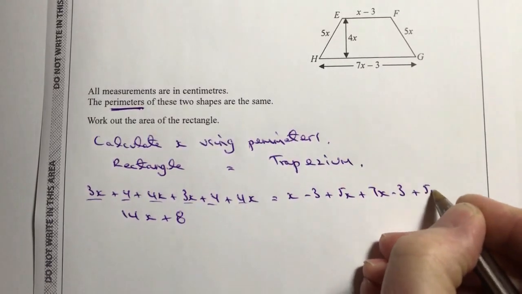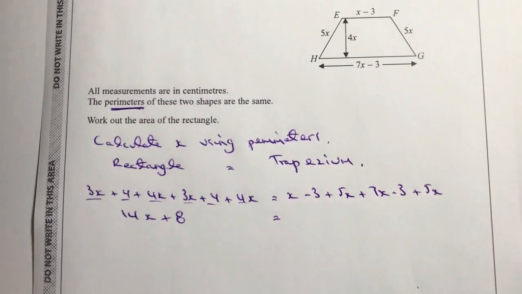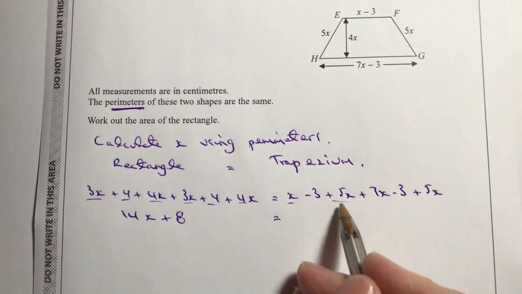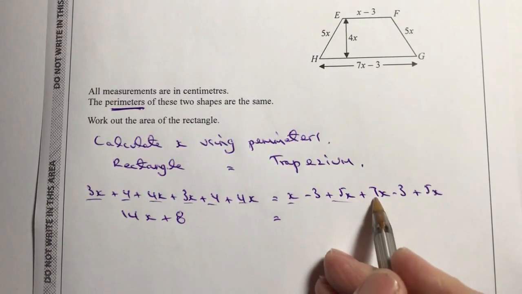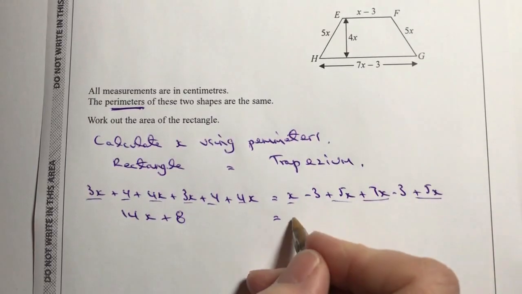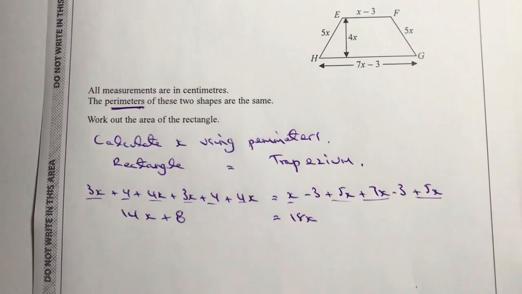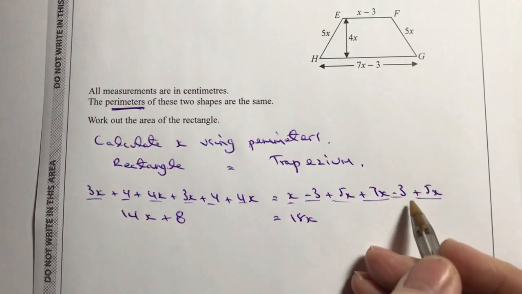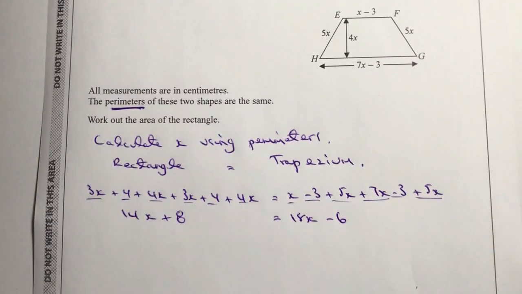plus 5x again. Okay, so then I need to just simplify it, make it look a little bit easier to work with. I've got my x's: x plus 5x, that's 6x, plus 7x is going to be 13x, plus 5x is going to be 18x, okay? Then I've got my numbers, I've got minus 3 minus 3 is minus 6, all right?